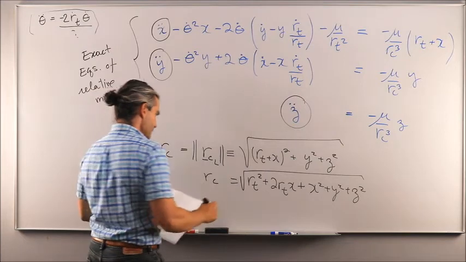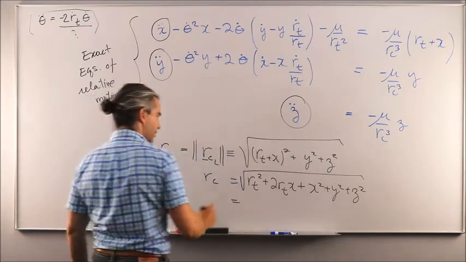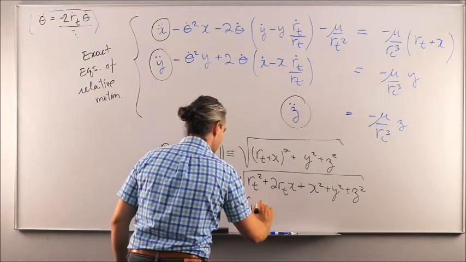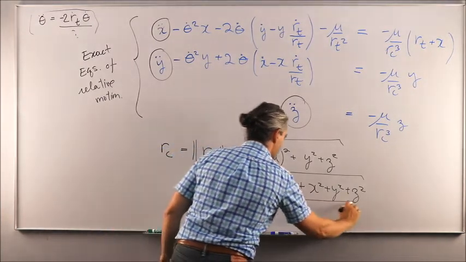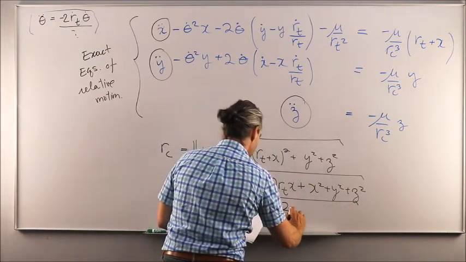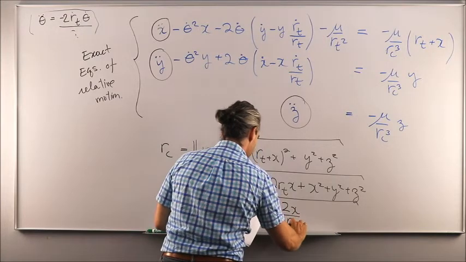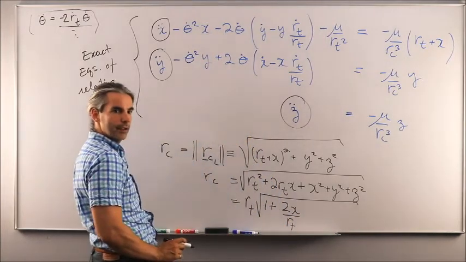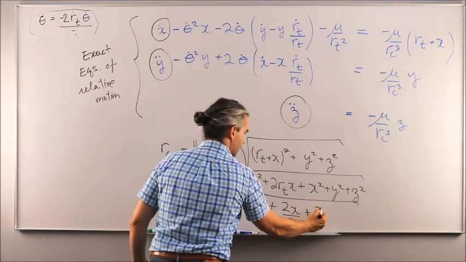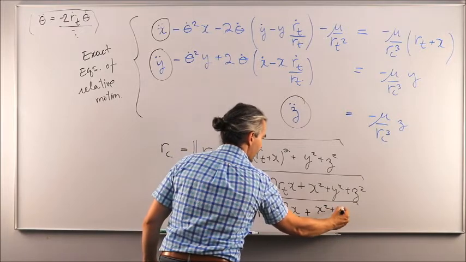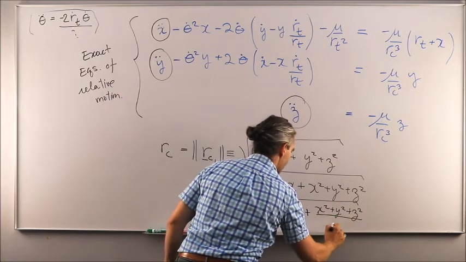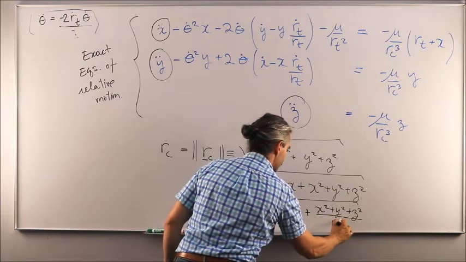And just to play a little bit more with that equation, I'm going to factor out my RT squared, square root of, so my RT times square root of 1 plus 2x over RT. Hopefully you can all see that on the screen. Plus x squared plus y squared plus z squared, and all this divided by RT squared.